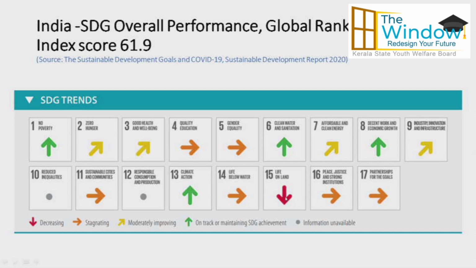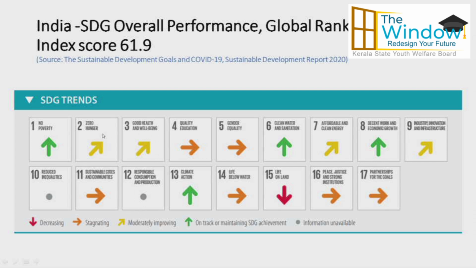But in the case of the red color, that is life on land, which shows a decreasing trend. Whereas in the case of the orange color, that is sustainable cities and communities, quality education, gender equality, and life below water, and then again peace, justice, and strong institutions, and partnership for the goals. In these six cases, we can see a stagnant situation, particularly based on the last 5 years data.